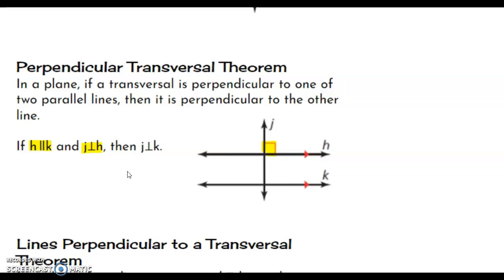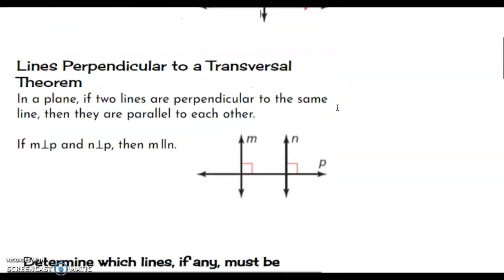So if you have two parallel lines and the transversal is perpendicular to one of them, then you can conclude that the transversal is perpendicular to the other one. So it's saying then you can conclude that J is perpendicular to K. So you can assume that this is a right angle over here. Okay, and then this one to me is the most common of the three.